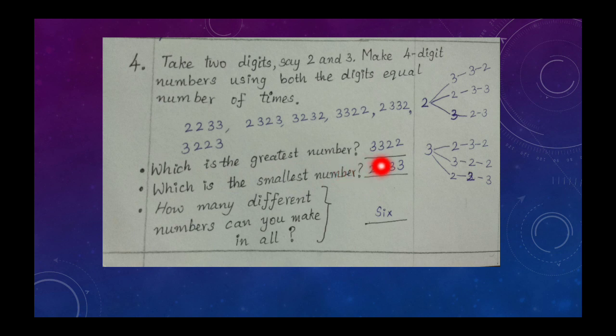Now, which is the greatest number? The greatest number is 3322. Which is the smallest number? 2233. How many different numbers can you make in all? See, we were able to make 6 different numbers. Okay. See, 2332 is a single 4-digit number. So, in that way, we have made 6 4-digit numbers. Okay. Thank you.